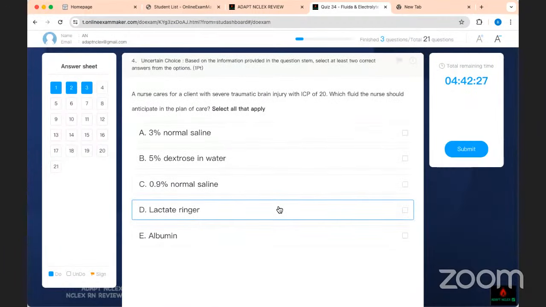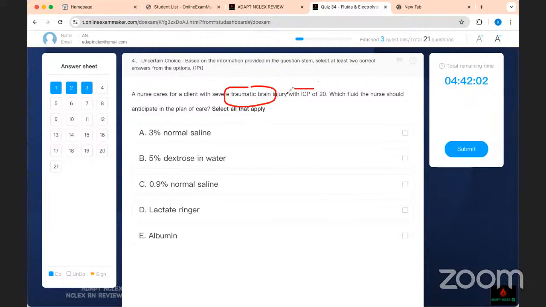A nurse cares for a client with severe traumatic brain injury with an ICP of 20. Which fluid should the nurse anticipate in the plan of care? Once again, the best way to answer a question is from the back: select or apply. Which fluid should I anticipate? Then you underline your buzzwords: TBI, ICP.